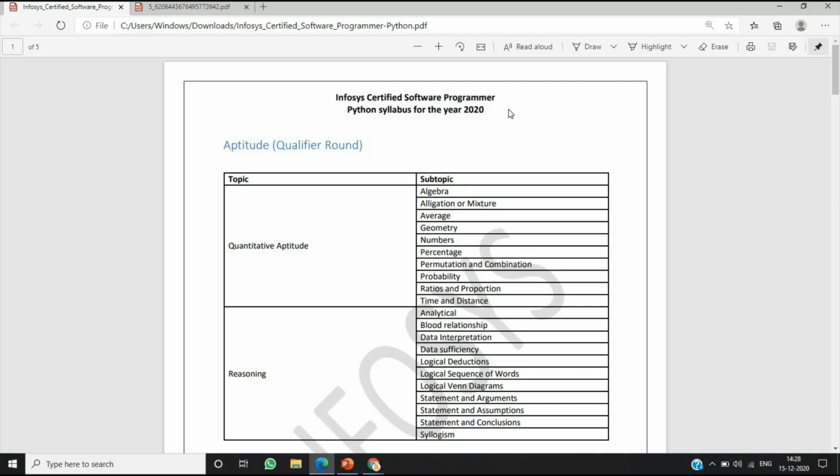There is no particular syllabus for the final round. There are 20 DBMS and SQL objective type questions, but there is no syllabus at all for the final round. But for the qualifier round, there is an official syllabus. You can download it from Infytq.